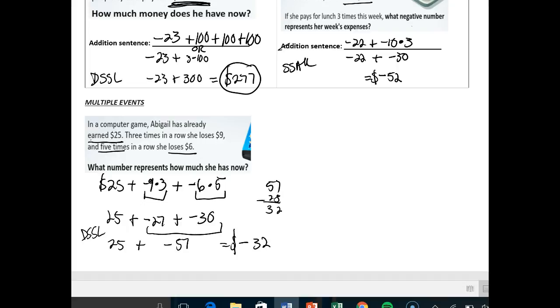Now, they asked for a number, right? That's why it's -32. If they just asked how much she lost, you would just say $32, right? The loss of $32 is that negative sign. That's the end of part 2 notes.